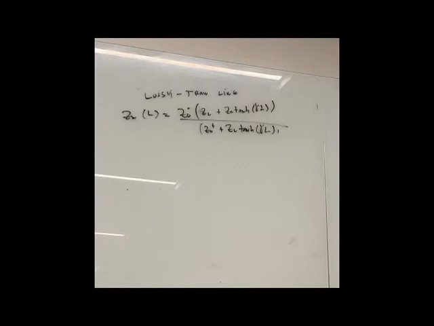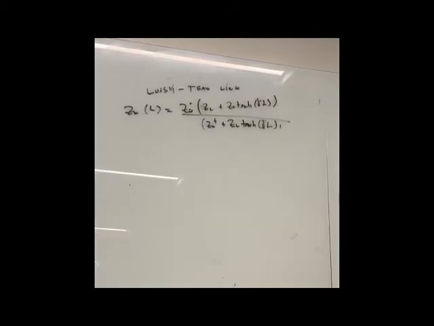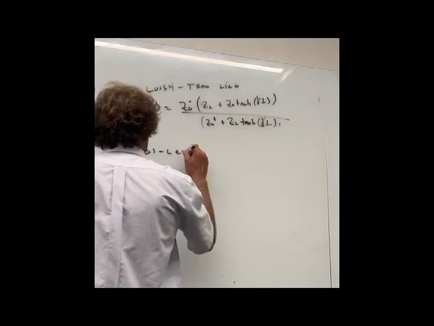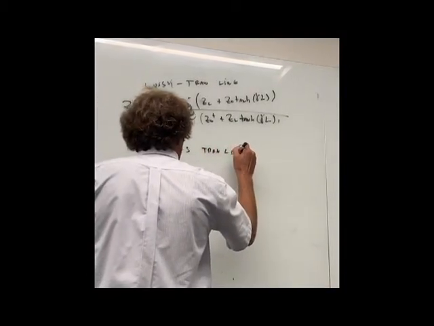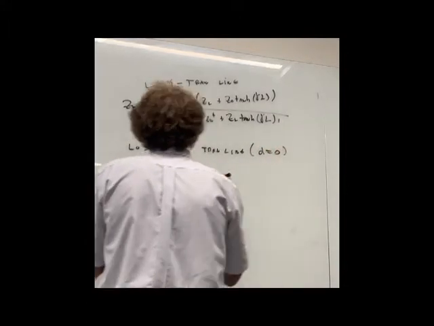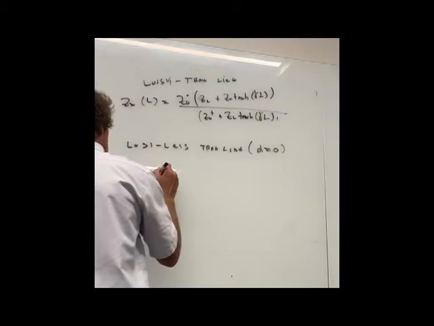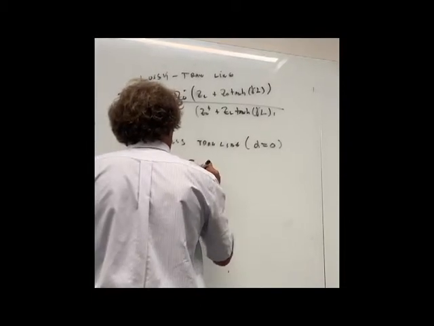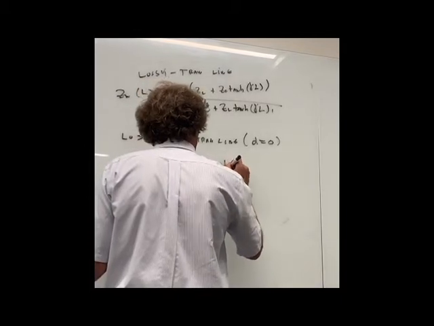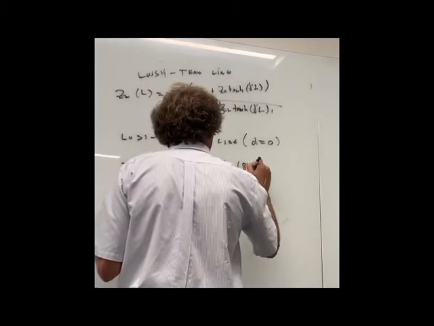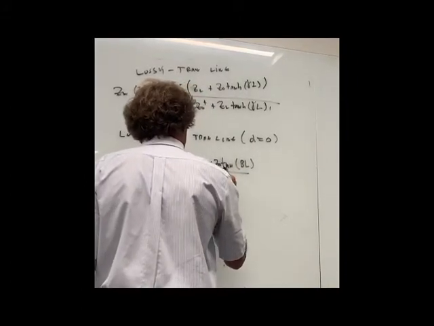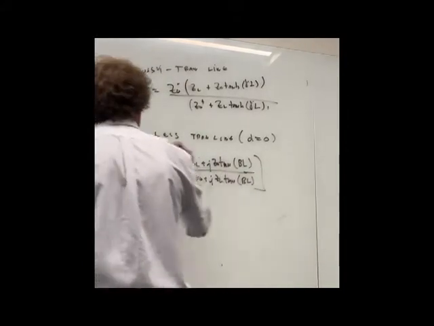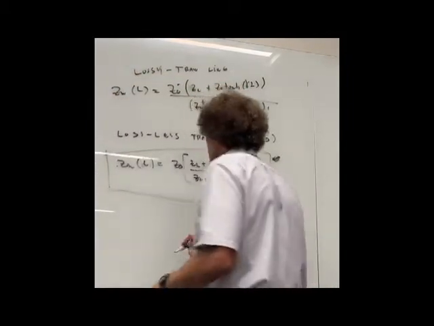Now gamma has alpha plus j beta, right? If you let alpha go to 0, and now this would be for the lossless transmission line, then you would get an input impedance as a function of L equal to Z0 times ZL plus j Z0 tangent of beta L over Z0 plus j ZL tangent of beta L. And this is the one that's used a lot. This is the most typical one for low loss transmission lines.